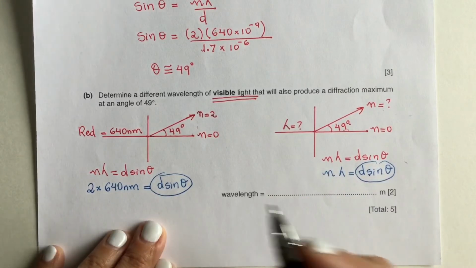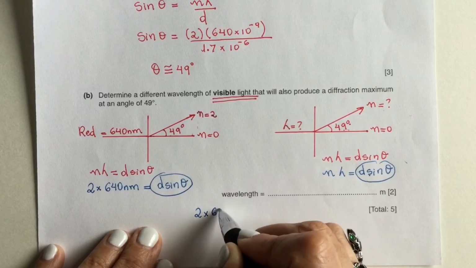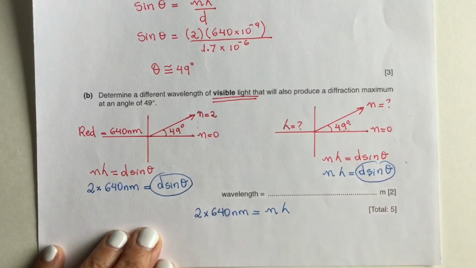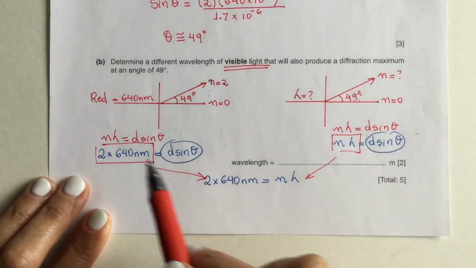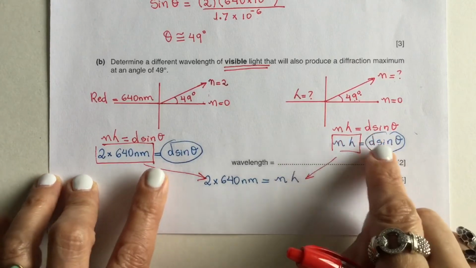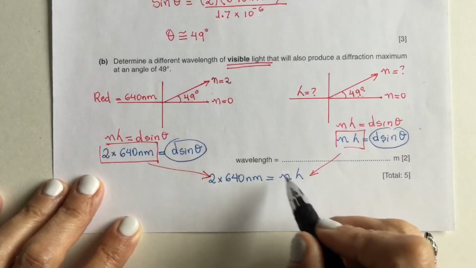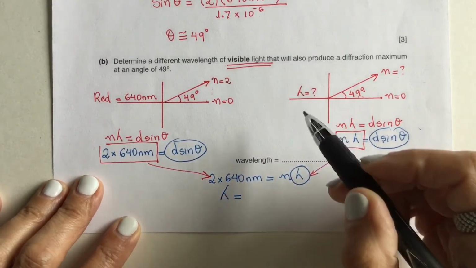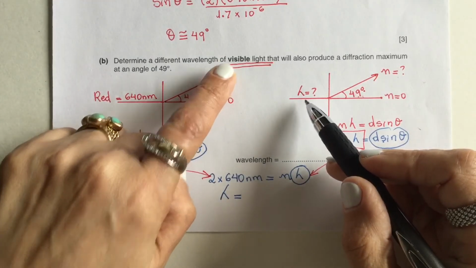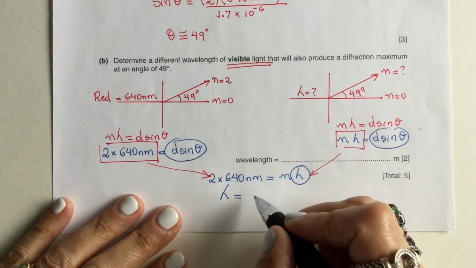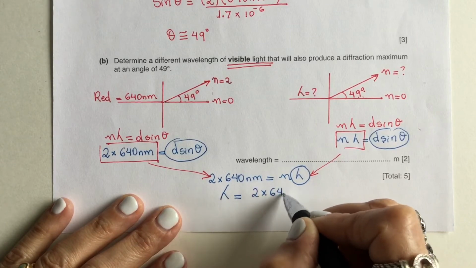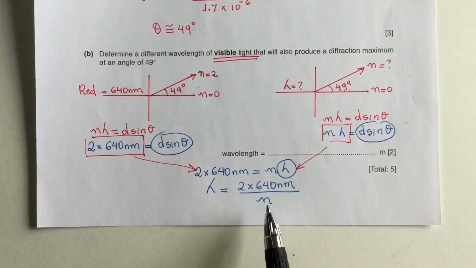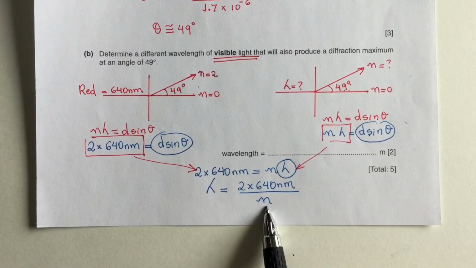So this is equal to this, and this is equal to this. They are the same. So we can state that 2 times 640 nanometer is equal to n lambda. So this is equal to this because these two are equal. Okay, so I'm going to rearrange this formula in terms of lambda. So lambda, the wavelength of a visible light that I want to figure out, is 2 times 640 nanometer over n.